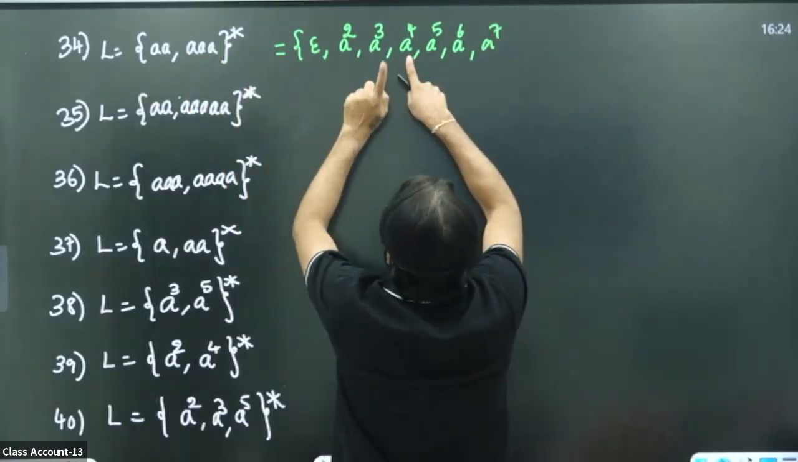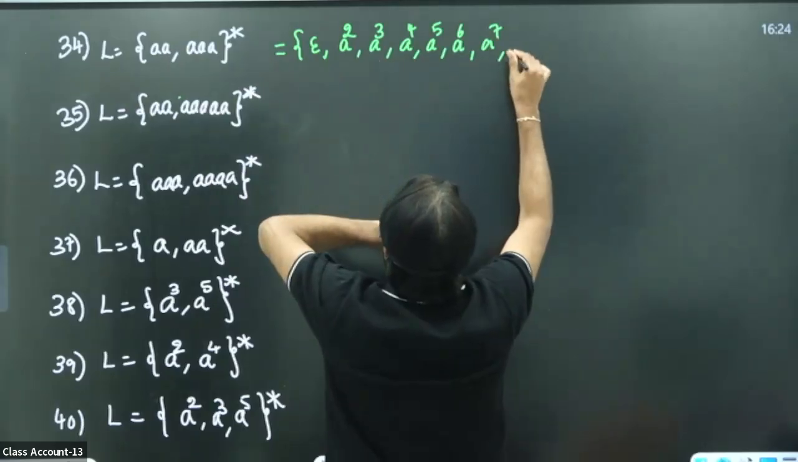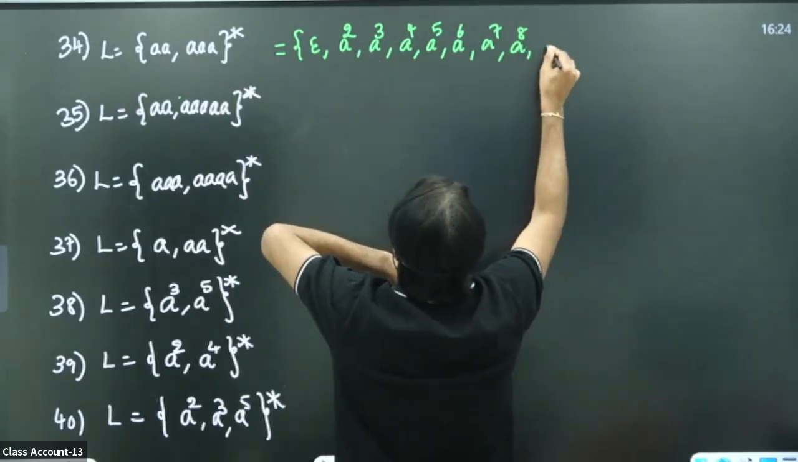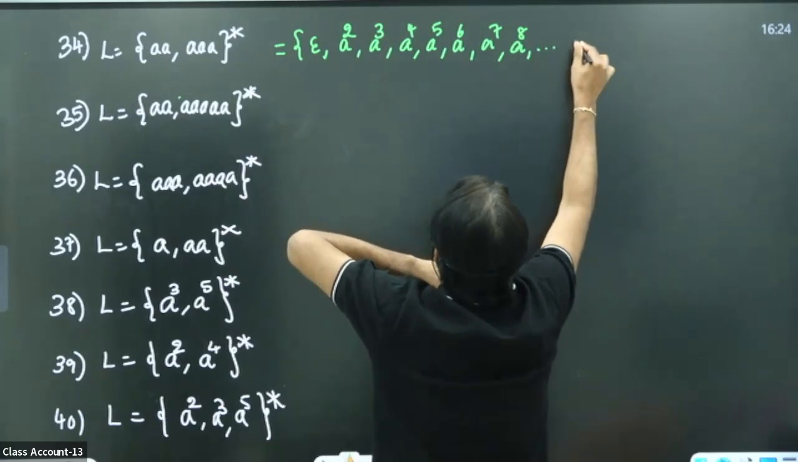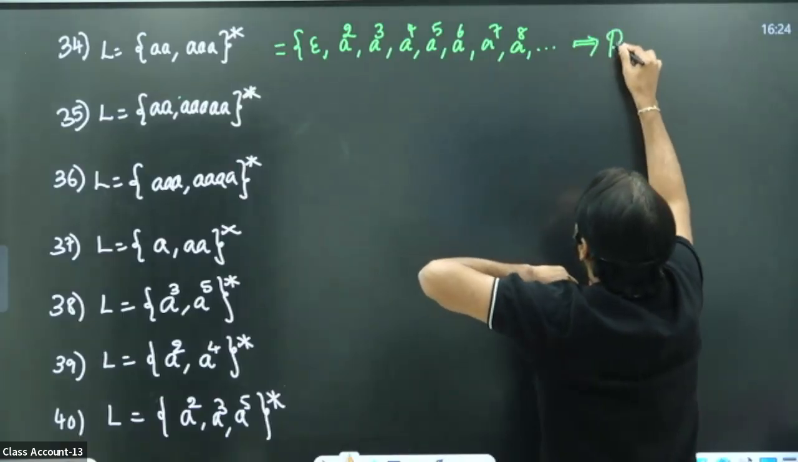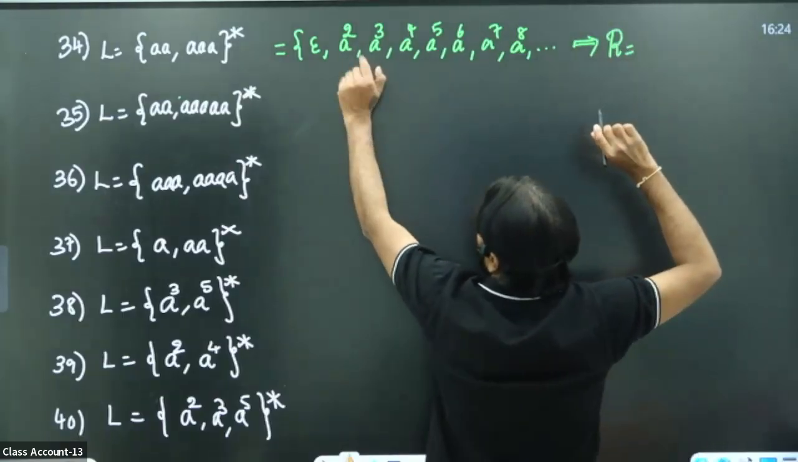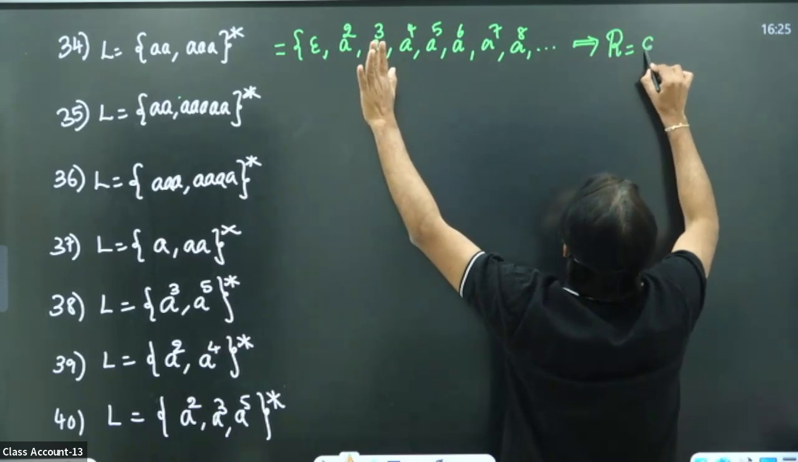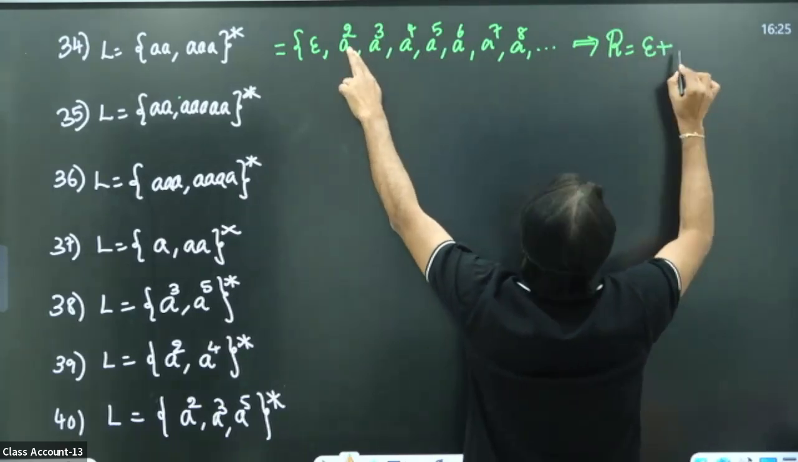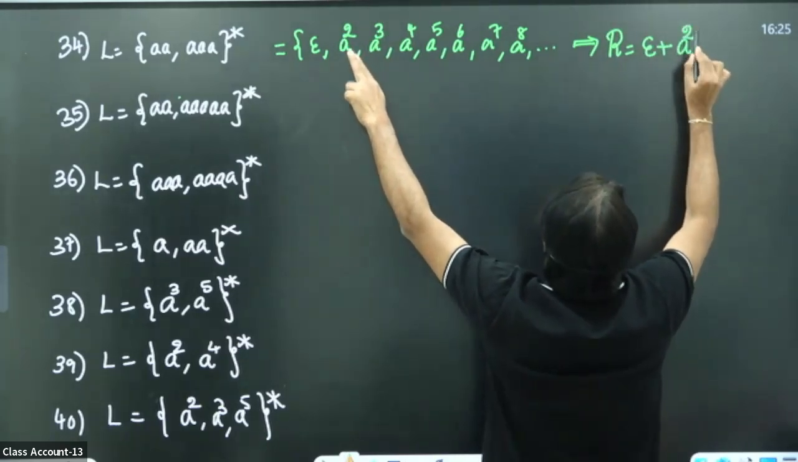If you know how to generate a power 4 and a power 3, then you can get a power 8, everybody will come. So for this one, we need a regular expression. What is the regular expression? Epsilon is there, a square is the minimum, and a single a we don't want.